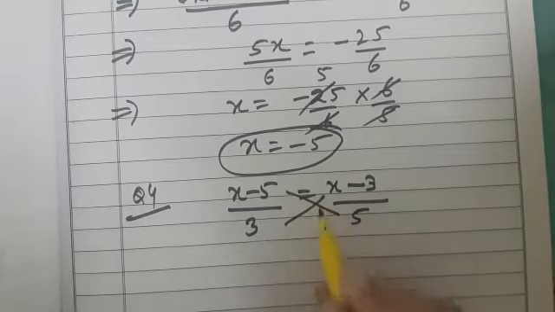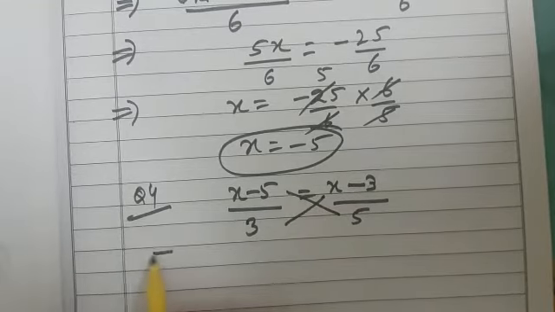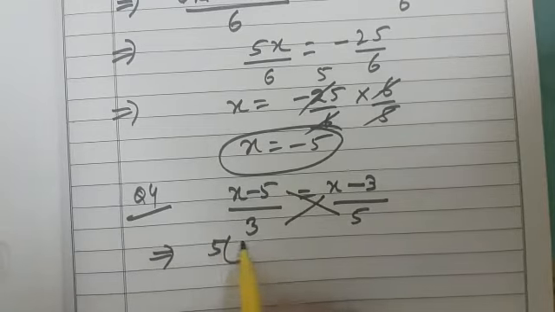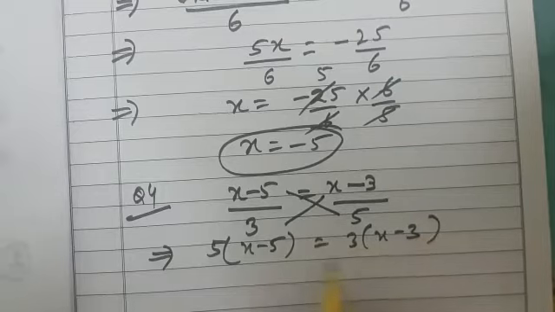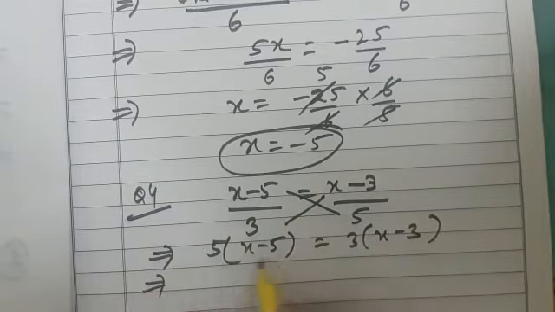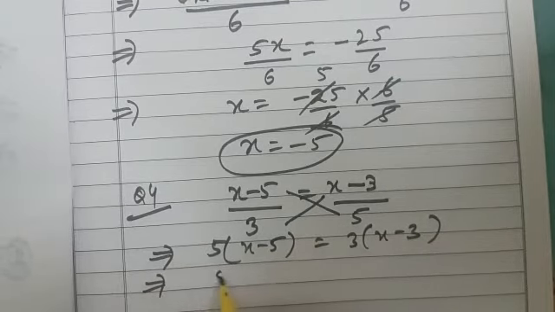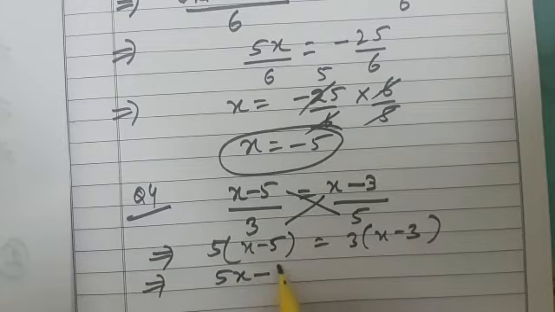Yes, we are going to do the cross multiplication. You are right. So what do you get? 5 into x minus 5 is equal to 3 into x minus 3. Simplify this. You apply the distributive law. We get 5x minus 25.